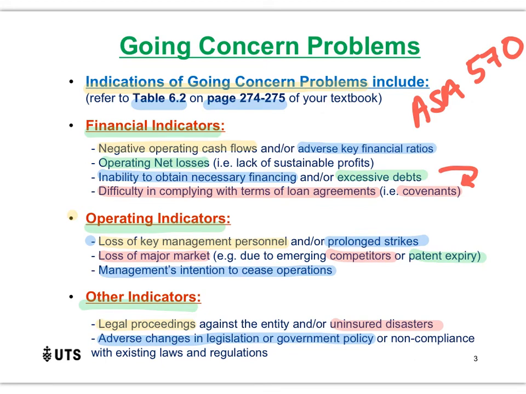So again, guys, this is not an exhaustive list. This is just some examples of indicators that we must look out for. Indicators that may make us uncertain about whether the business will keep on going into the future.